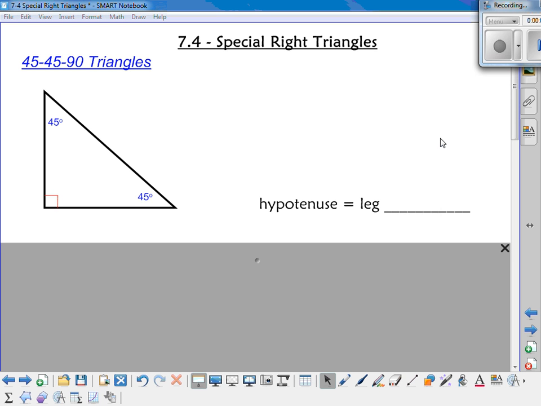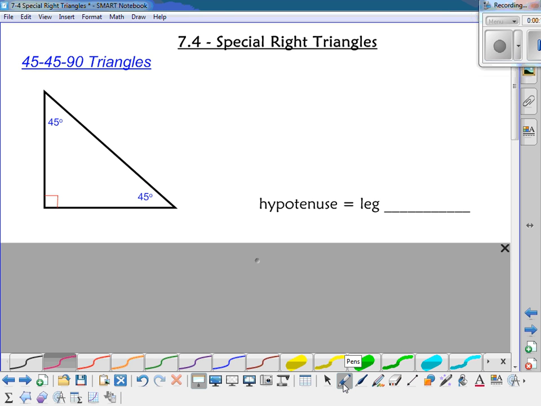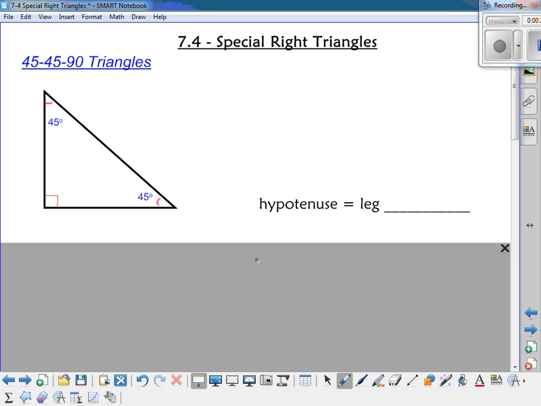In today's lesson, we'll be discussing special right triangles. The first type of special right triangles that we're going to look at are 45, 45, 90 triangles. And with a 45, 45, 90 triangle, essentially that's an isosceles right triangle, because if these angles are congruent, then I know my legs are congruent.